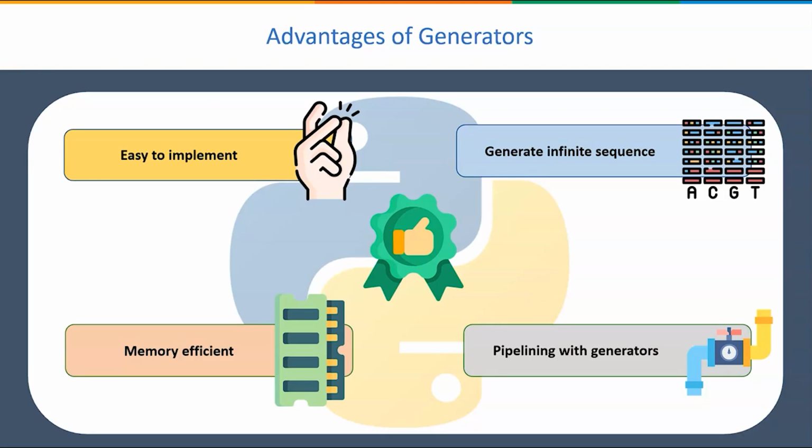Another big advantage is pipelining with generators. Generator pipelines are a great way to break apart complex processing into smaller pieces when processing a list of items. So basically, you can break your complex code into smaller pieces and then invoke them as a generator. And we will see how. Basically, you are making the complex code look simple and invoking it in a pipeline fashion.